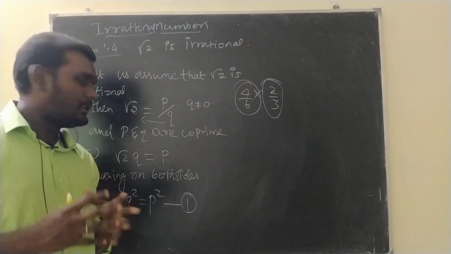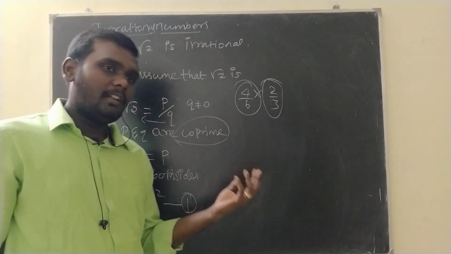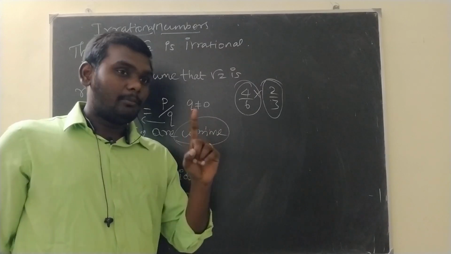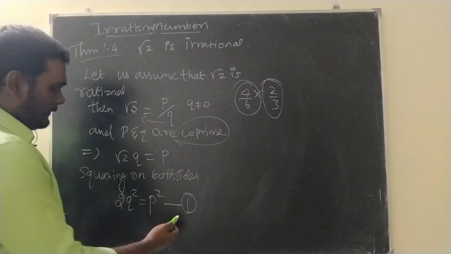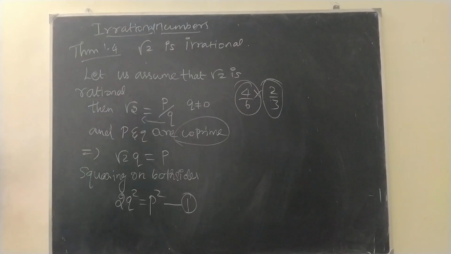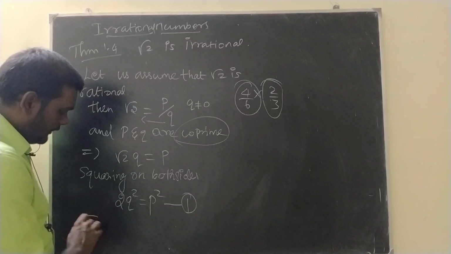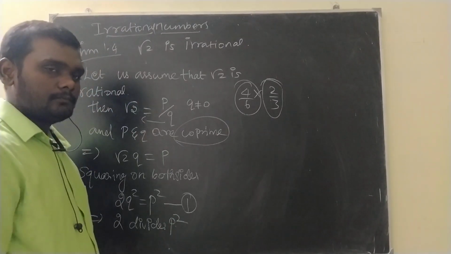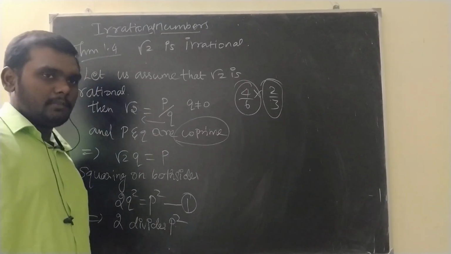See, we are going to try breaking this property. If it turns out that the numbers are not co-prime, then automatically our assumption is wrong. So we need to get another factor except 1 for P and Q. That is why I wrote it in this form. When you see this, it is evident that P square is a multiple of 2. Is it or not? Then we can say 2 divides P square. Because 2 is prime, 2 divides P square.